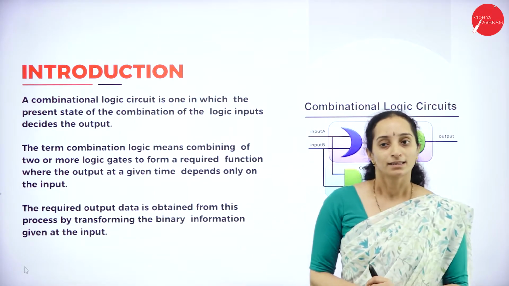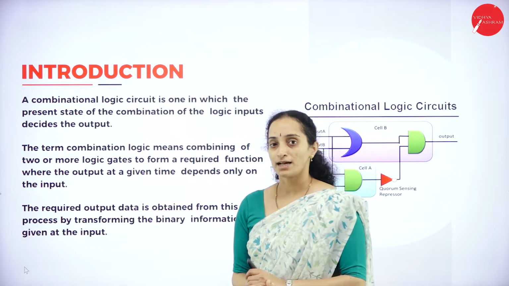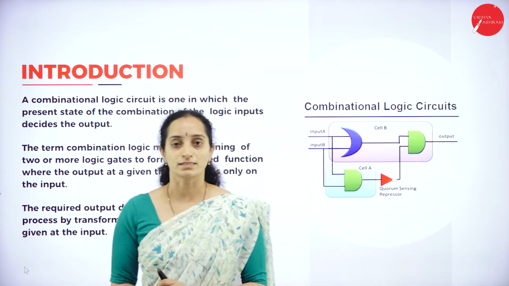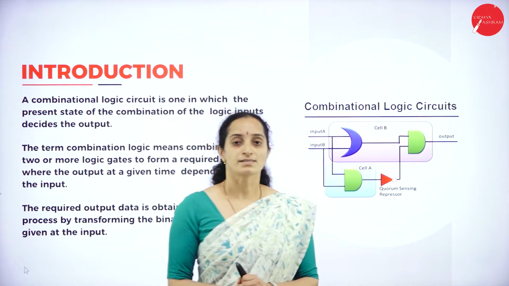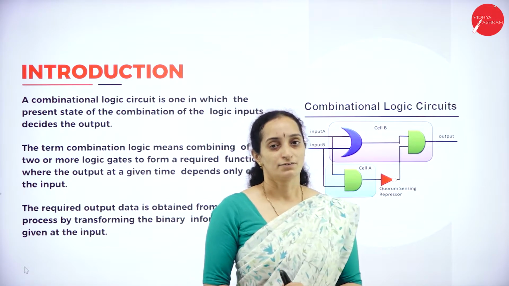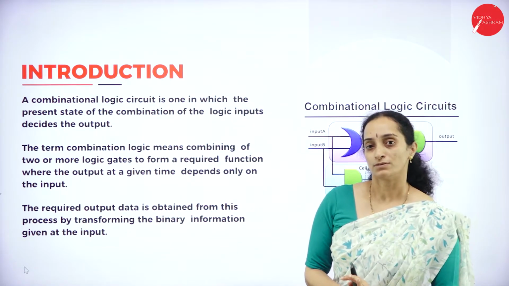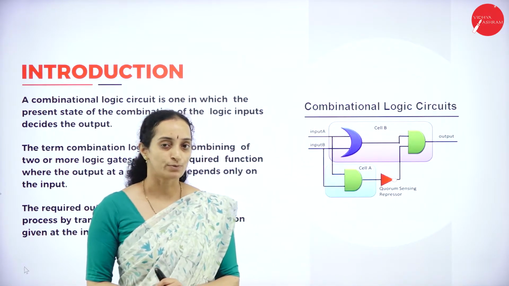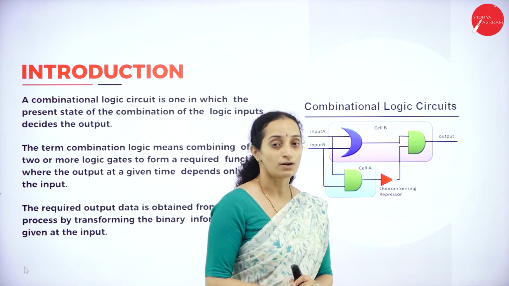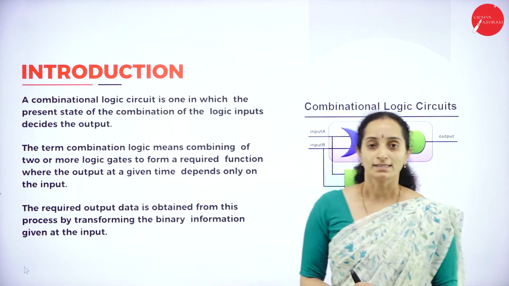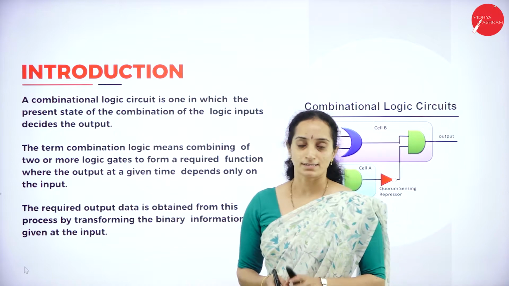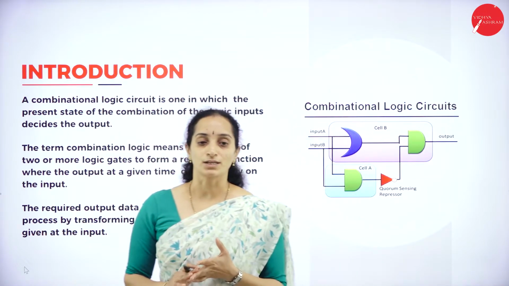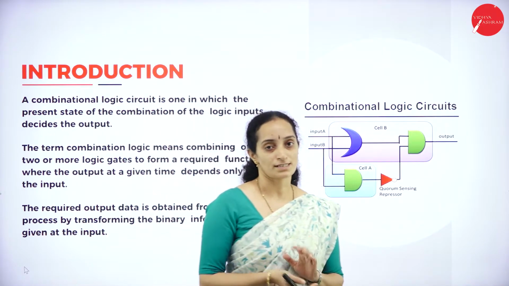Circuit means the connection of gates and the wires is called as the circuit. It's a combination, different combination of different gates through wires, wired connection between the gate with some input and some output is called as the circuit. In circuit, we have two categories, that is the combinational circuit and the sequential circuit.